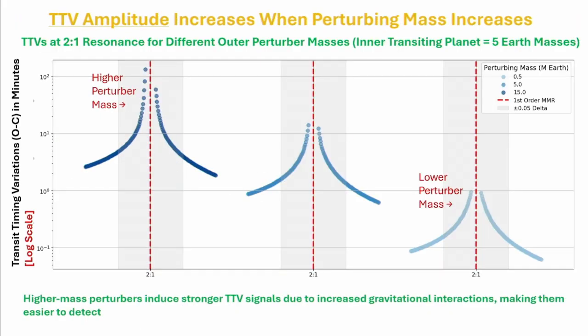And it's shown much more clearly here. So here you can see the 3 plots, and this is centered on the 2:1 resonance. So you can see on this plot right here, the mass of the perturbing planet is the lowest. And as it goes higher, you can see the TTV amplitude increases a lot. And again, this is a log scale, so the increases are much larger.